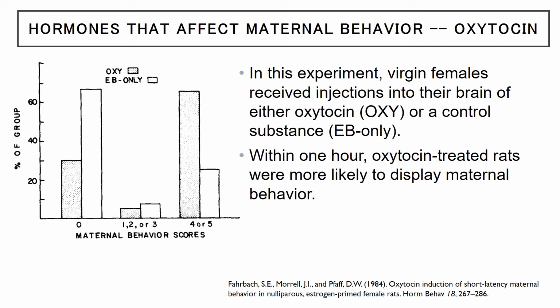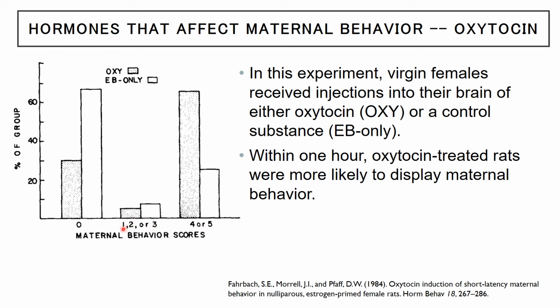So in this case, we have rats that are getting either oxytocin or they're just getting a control substance. In this study, they call it EB only. So we've got oxytocin versus EB. The oxytocin is the darker gray bars here, and EB is just the controls. And then we have maternal scores.